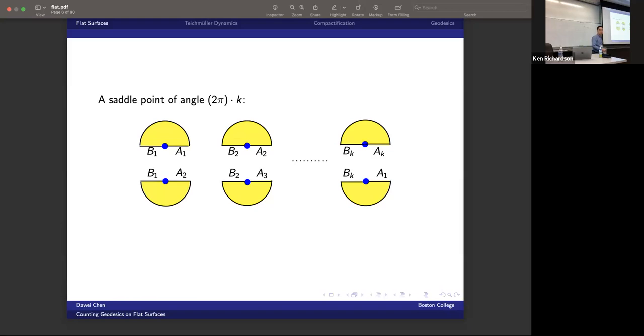Okay. Any questions about this picture? Are the structures similar at the point where they're connected or not?